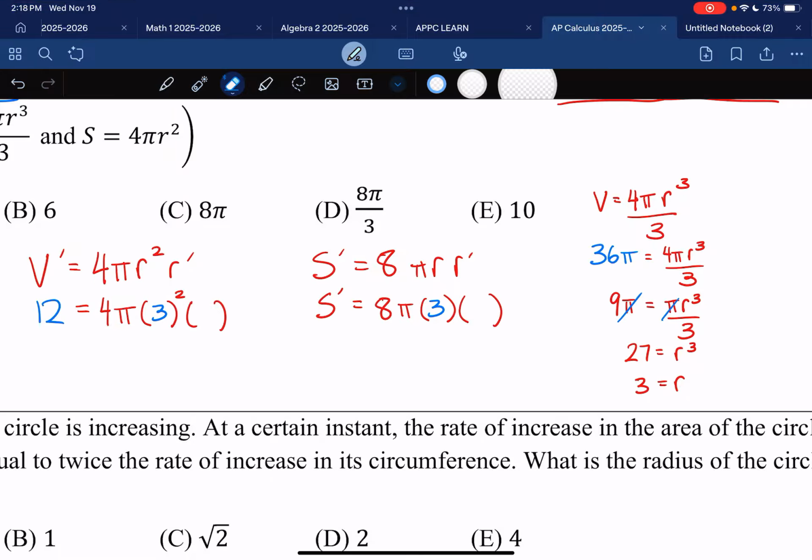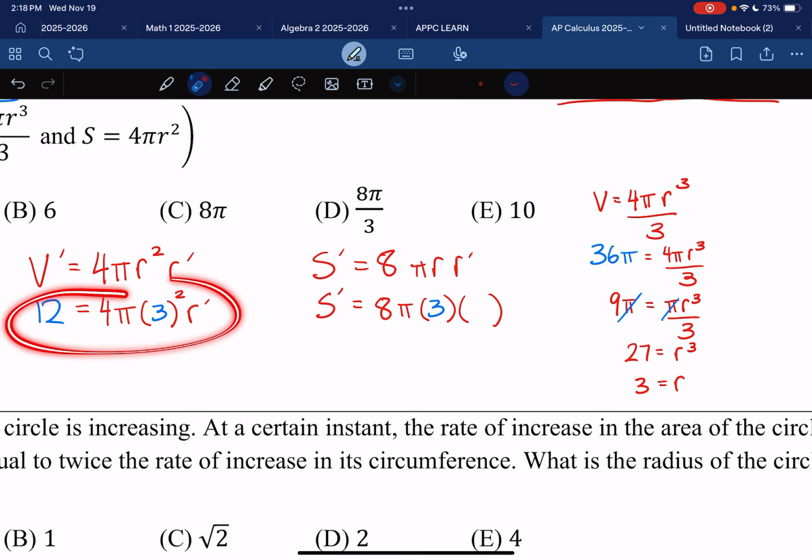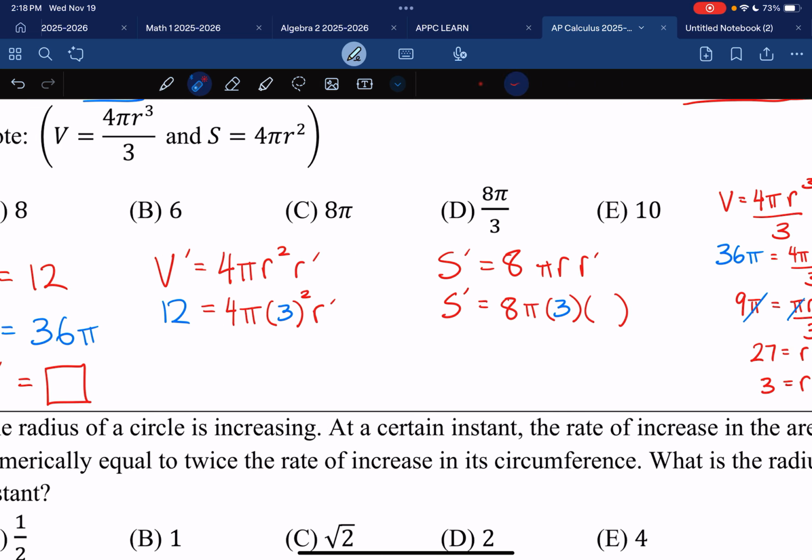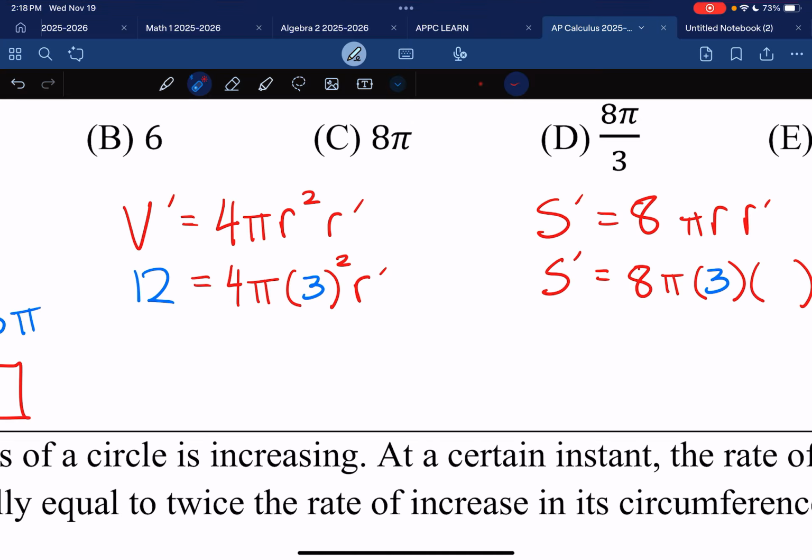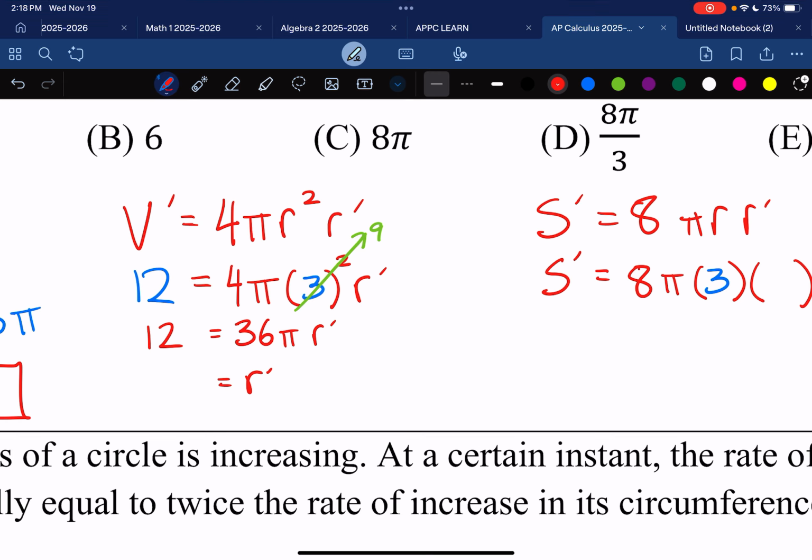I'm going to get rid of the empty spot and change that into an r prime, because now in this equation I have one unknown variable that I can solve for. I can say the 3 squared is really just a 9. So let's simplify. I have 9 times 4, which is 36. I really have a 36π r prime on the right and a 12 on the left. If I divide both sides by 36π, I get r prime on the right, and I have a 12 divided by this 36π on the left.